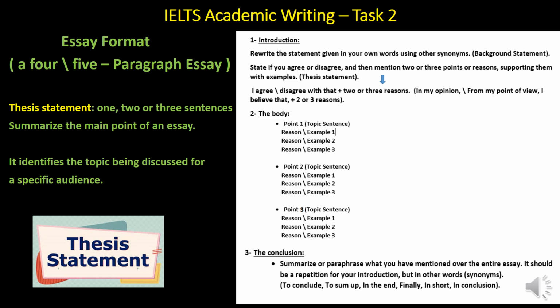The second paragraph should start with point number 2, which will be the topic sentence of the second paragraph, and after that you need to support point number 2 with 3 reasons or examples. The third paragraph should start with point number 3 that you have mentioned in your thesis, and point number 3 will be the topic sentence of the third paragraph, and after that you need to support it with 3 reasons or examples.